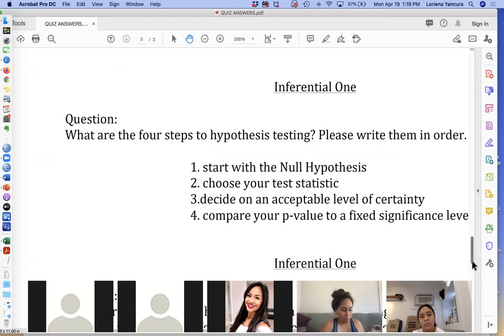I want you to write on your paper, what is the largest value that R can possibly be? R is the correlation coefficient. You guys got it written down? Okay, now I want you to write what is the smallest value that R can actually be. Okay, now I'm going to give you the answers.